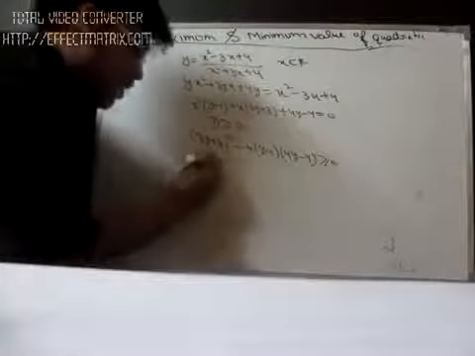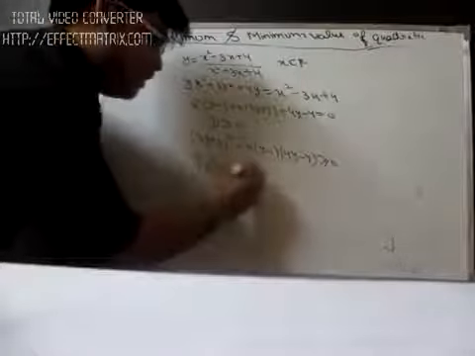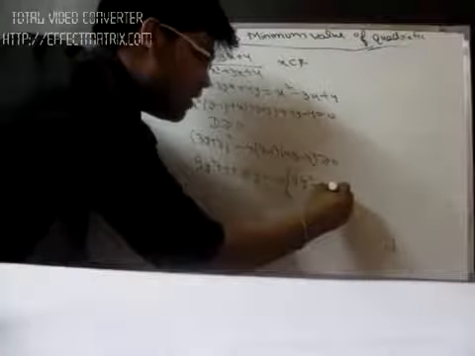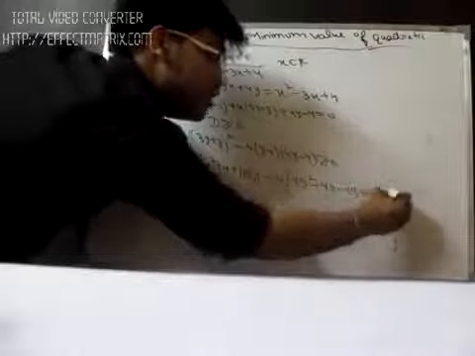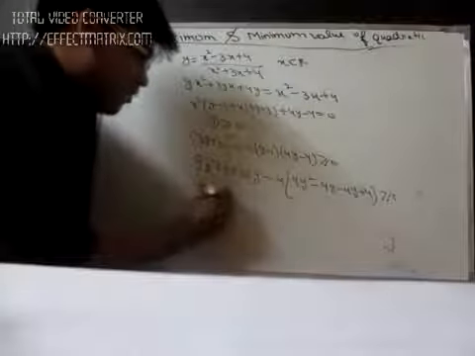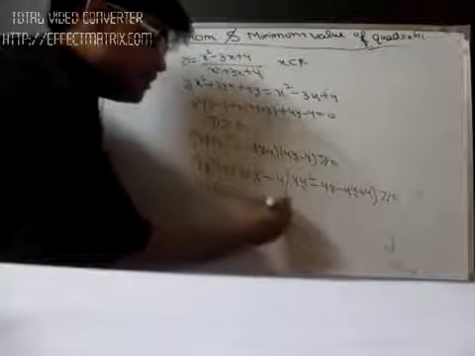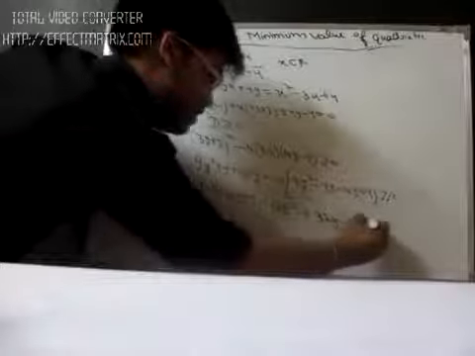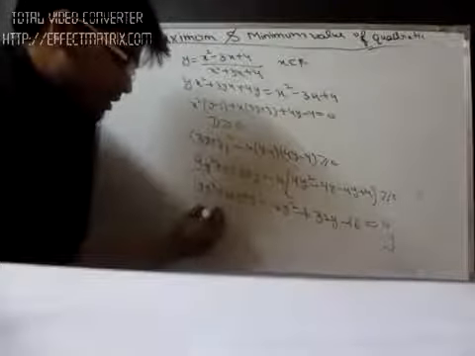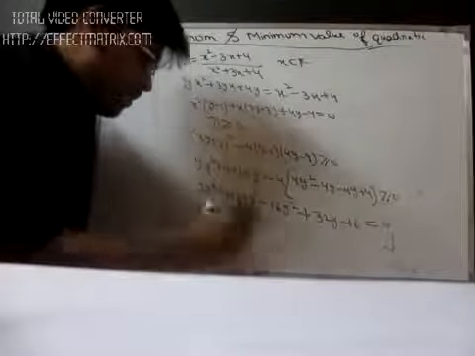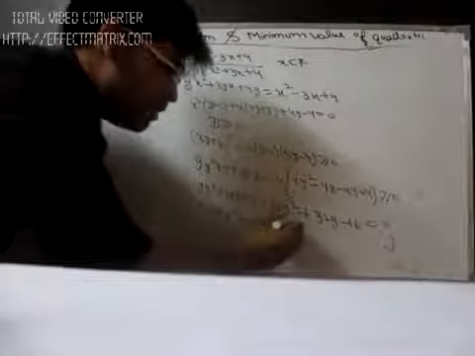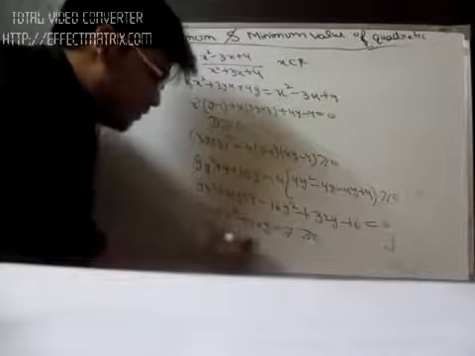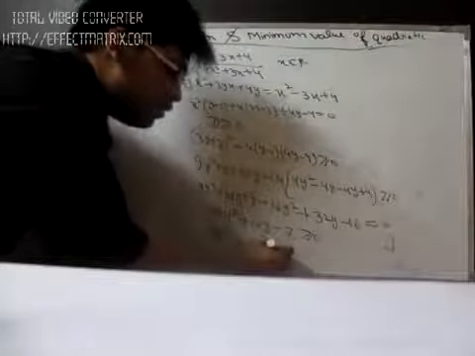So 9y square plus 9 plus 18y minus 4 (y square minus y minus y plus 1) times 4 is greater than or equal to 0. So 9y square plus 18y plus 9 minus 16y square plus 32y minus 16. So minus 7y square plus 50y minus 7 is greater than or equal to 0, and 7y square minus 50y plus 7 is less than or equal to 0.